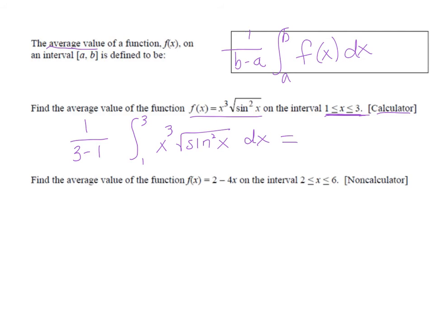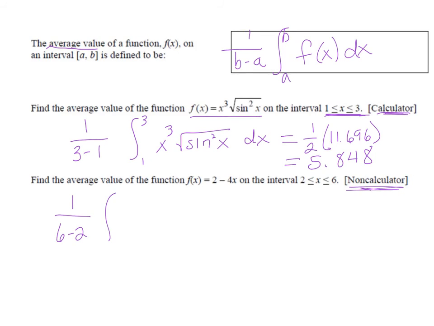And so if you did that, you would get 1/2 times 11.696, which is equal to approximately, because it's rounded, 5.848. All right, so that's an average value using a calculator. This next one would be non-calculator, same formula. So I'd have 1 over 6 minus 2 from 2 to 6 of my function, 2 minus 4x dx, okay?